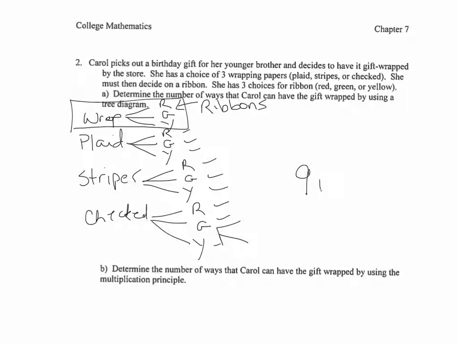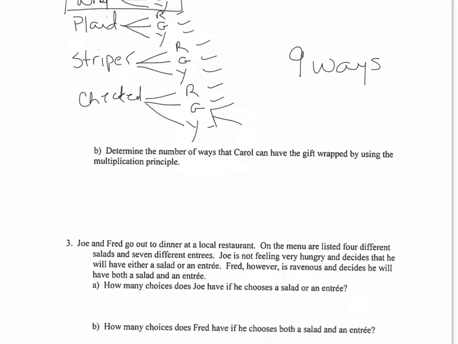She has 9 ways that she can choose to have that gift wrapped because she had 3 different options on the paper and 3 different options on the ribbon. But isn't it much easier to say she's got 2 choices? Choose paper, choose ribbon. She has 3 options for the paper, 3 options for the ribbon. If I multiply those together, that tells me there are 9 ways that she could choose to wrap that gift.